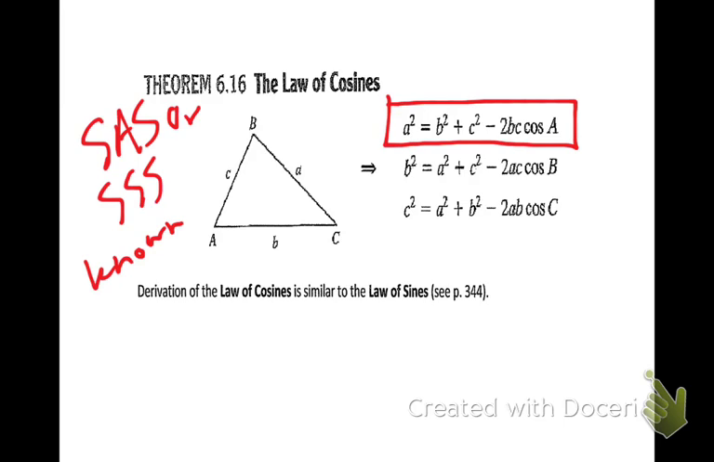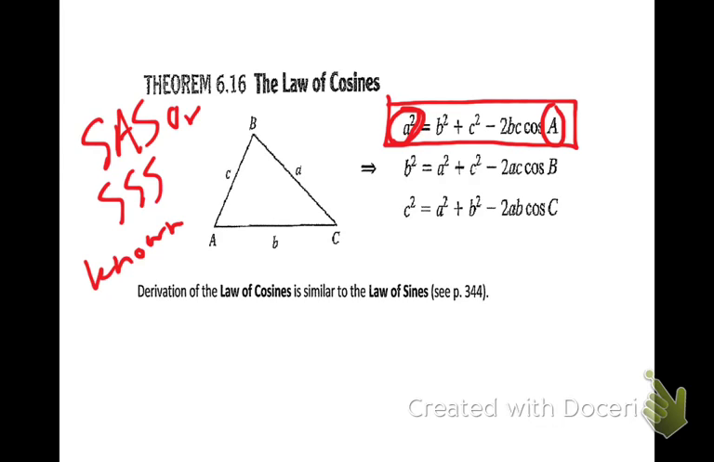It's just a squared equals b squared plus c squared minus 2bc cosine of A. So if the side a is what you're finding, then you have to use the cosine of the angle opposite of it. If you set it up like that, then you're okay. So I would just memorize the top one. The derivation of law of cosines is similar to the law of sines. We're not going to take the time to do that.